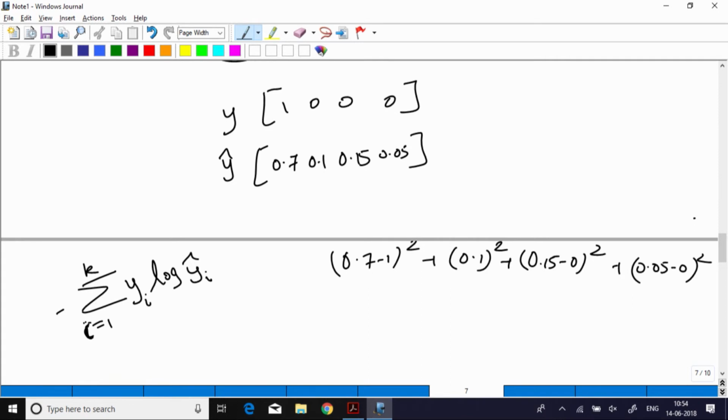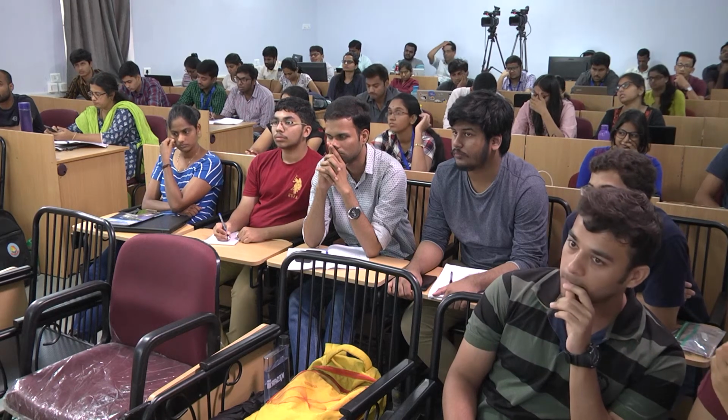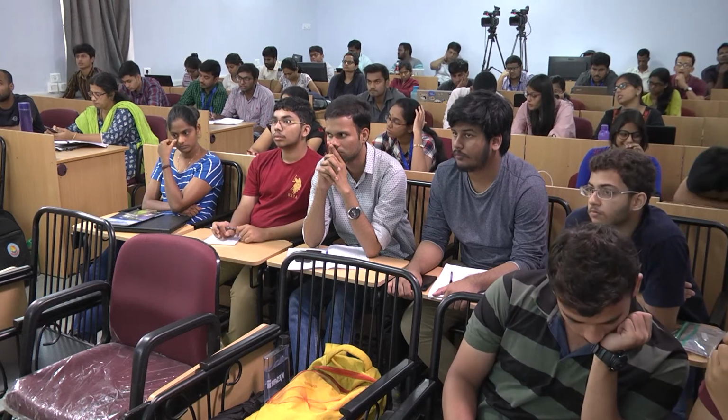And you'll take the true value of yi and the predicted value of yi. So in this case, how many elements would remain in the sum? For our classification problem, where k is equal to 4, how many elements will remain in this sum? 1, right? Because it's yi log yi hat, and only one of the yi's is going to be 1, because all the probability mass is on one event, everything else is 0.